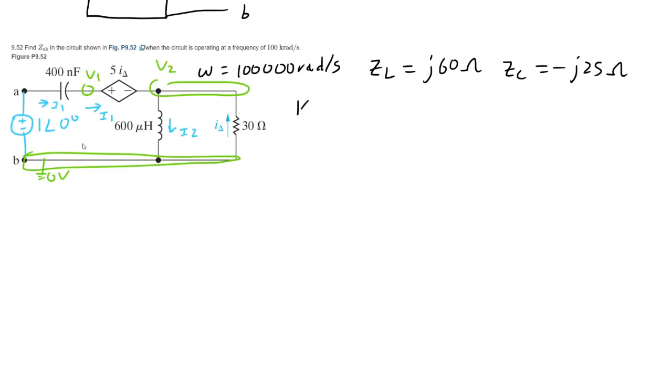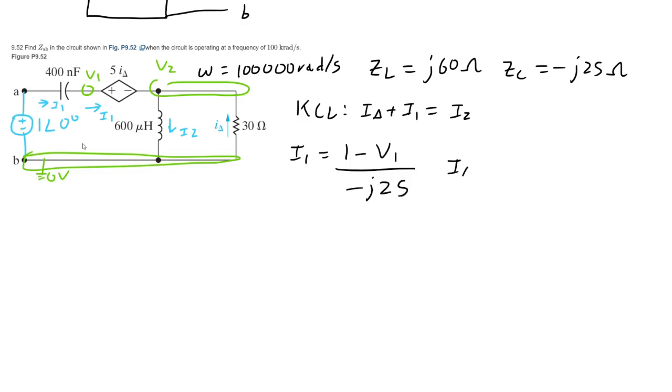So we'll do KCL. I delta plus I1 equals I2. Should be the only one equation we need for that. I1 equals 1 minus V1. 1 is from our test source. It could be any number, but I chose 1 because it's easy. I delta is going to be minus V2. So 0 minus V2 over 30.